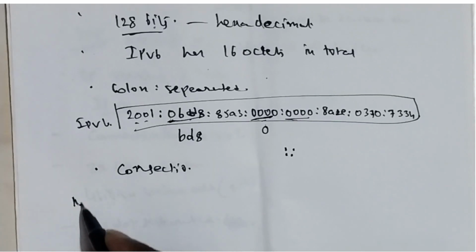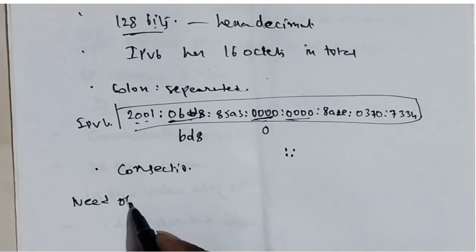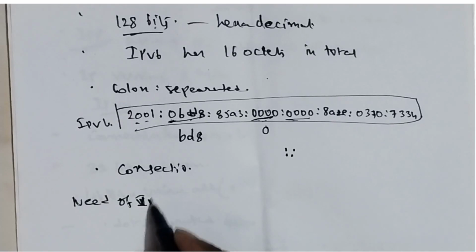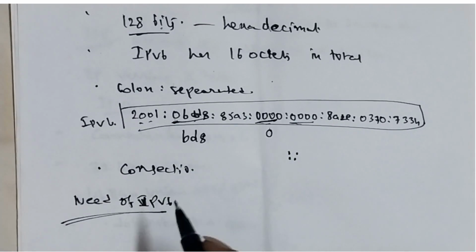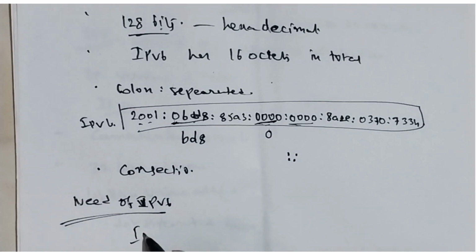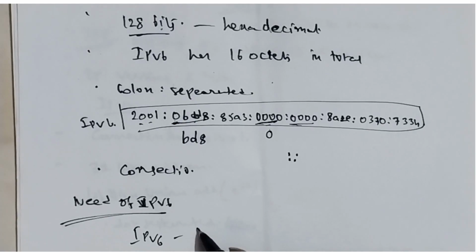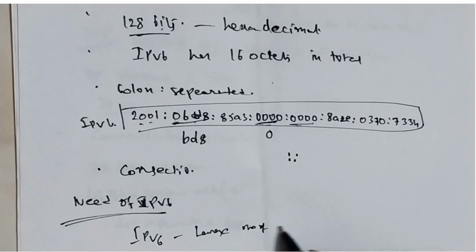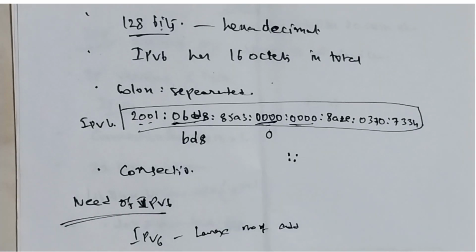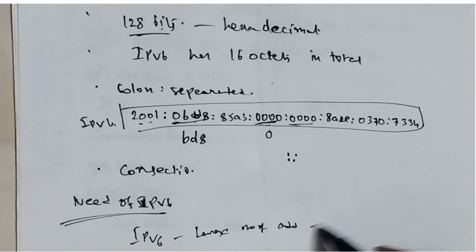What is the need of IPv6? The need is address exhaustion. By comparison with IPv4, IPv6 provides a large number of addresses and a large address space. This is the one major advantage, one of the most important points of IPv6.